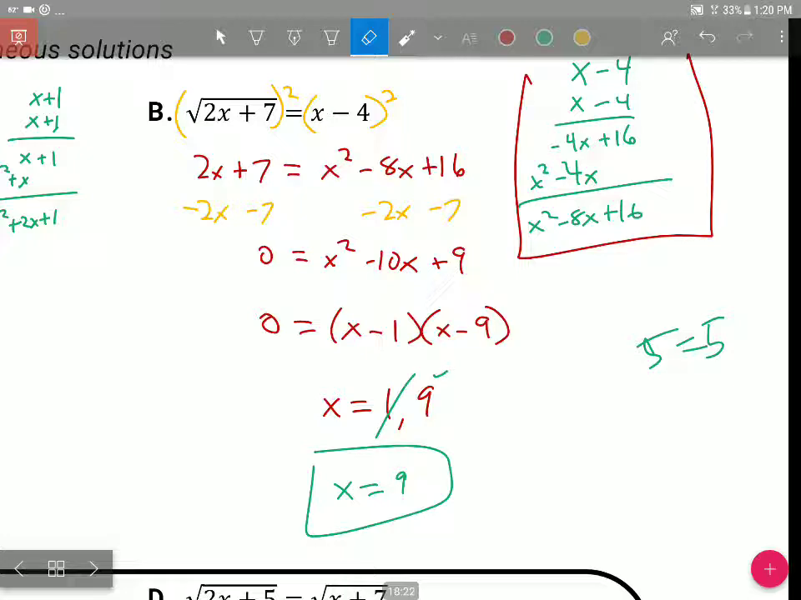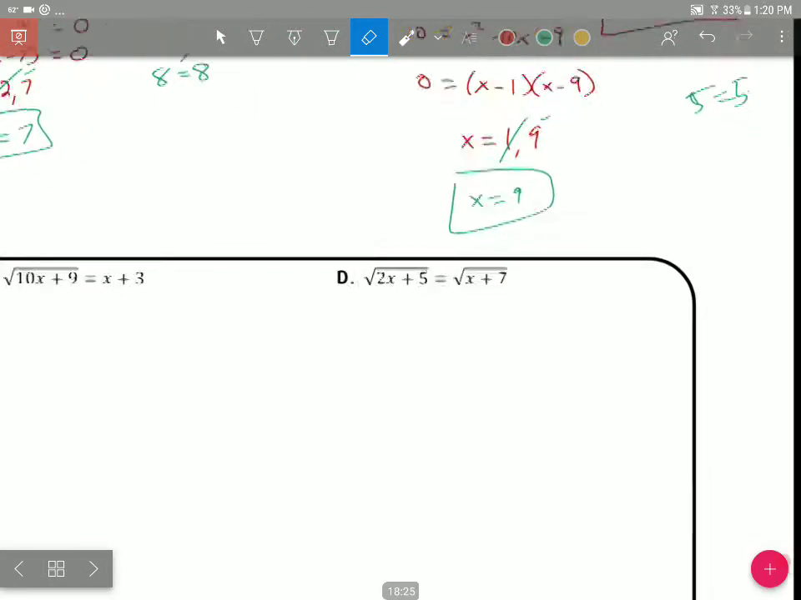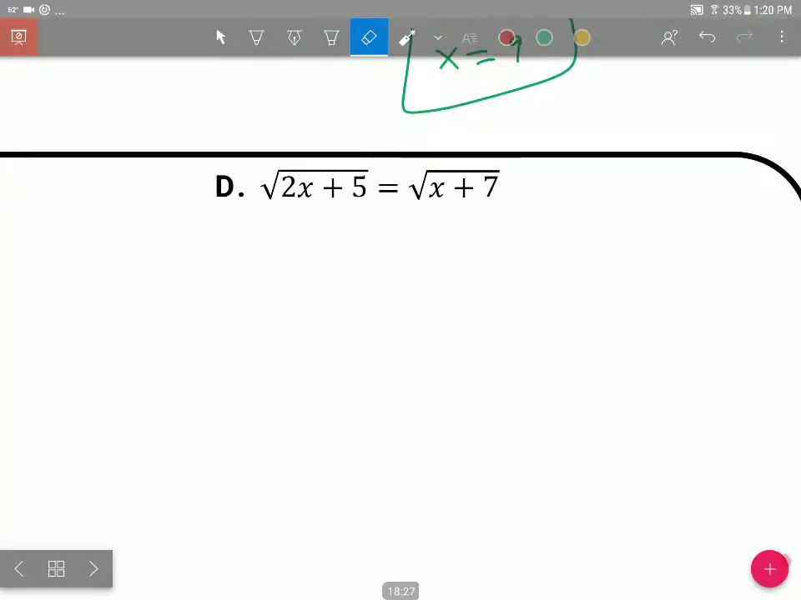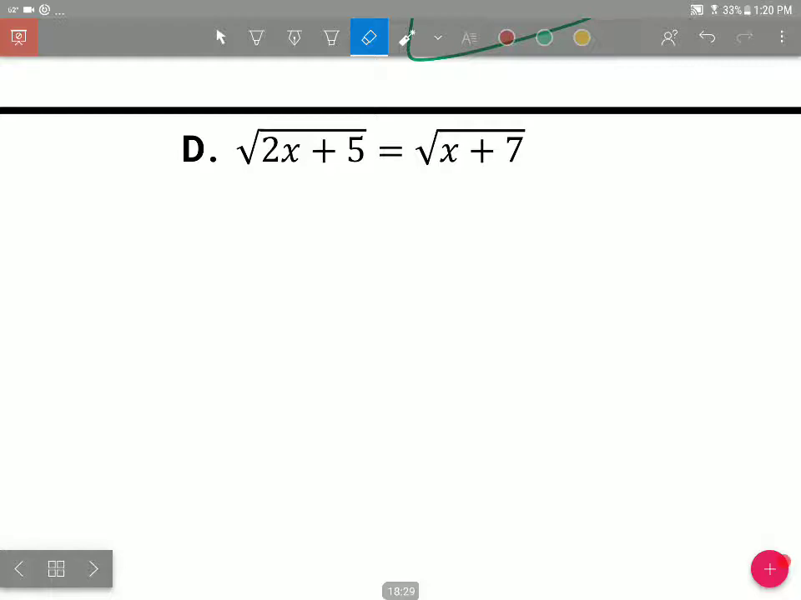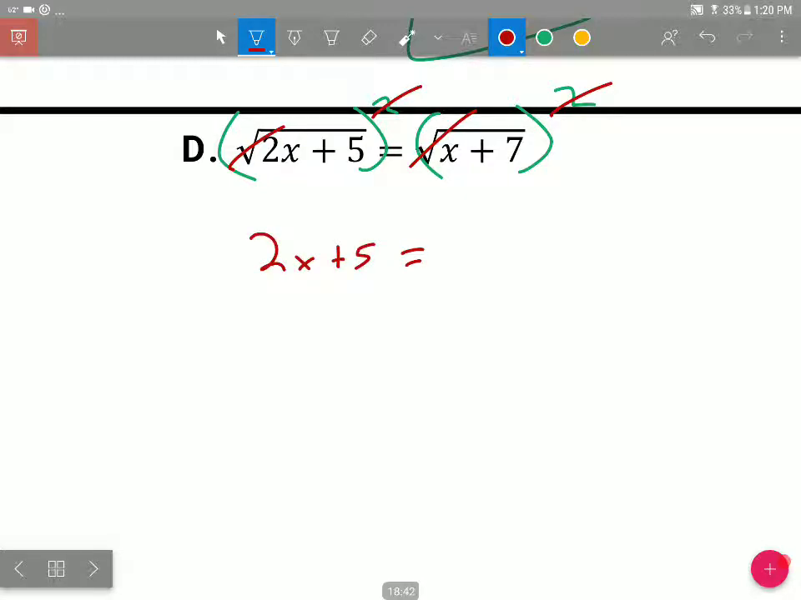Letter D, real fast. This one is a nice, easy reprieve from the one we just did. We have 2 radicals, right? So you just square them. What happens when you square a radical? They go away. So you're left with 2x plus 5 and x plus 7.